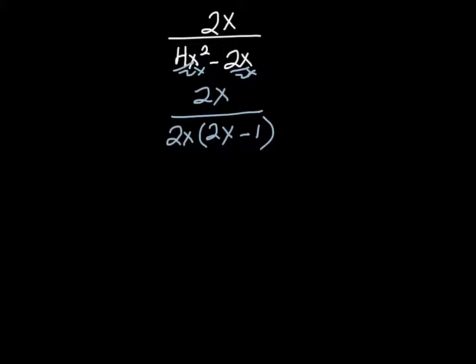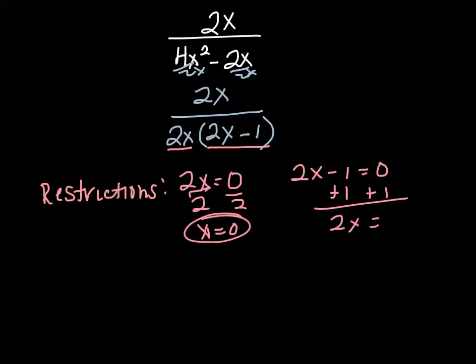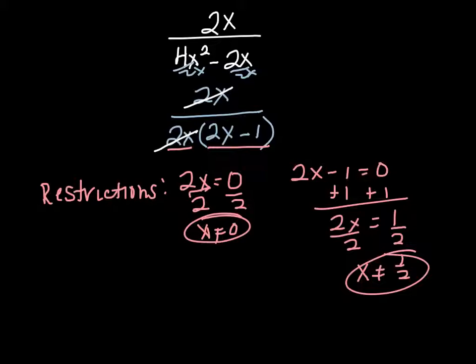So let's start with our restrictions. Restrictions come from the bottom, and we're going to set each factor equal to 0 and solve. When I divide by 2 here, I get x equals 0. There's one restriction. I'm going to add 1, divide by 2, and my second restriction is x can't be 1/2. Now, to simplify this, the next piece I'm going to do is cancel what's in common. So on the bottom, I have a 2x minus 1, and on the top, I have a 1.